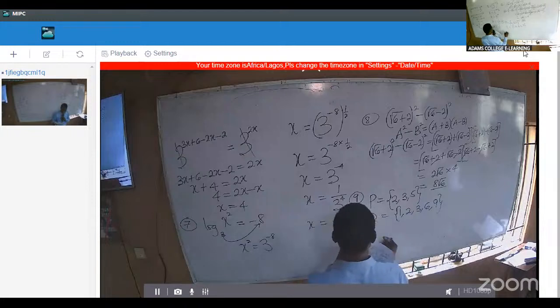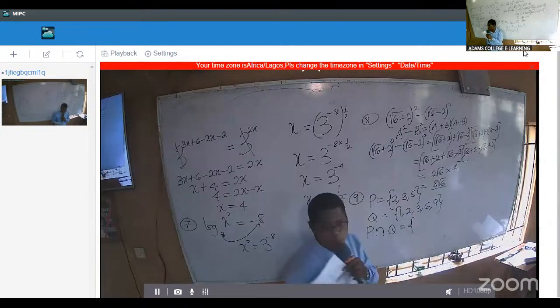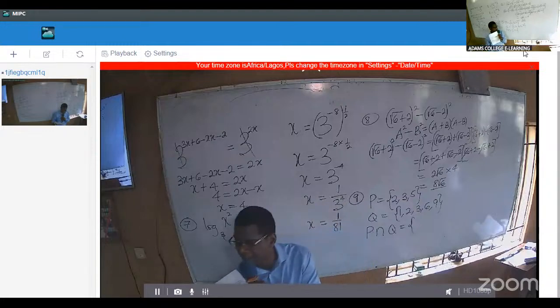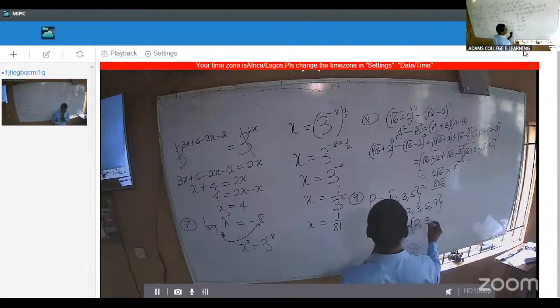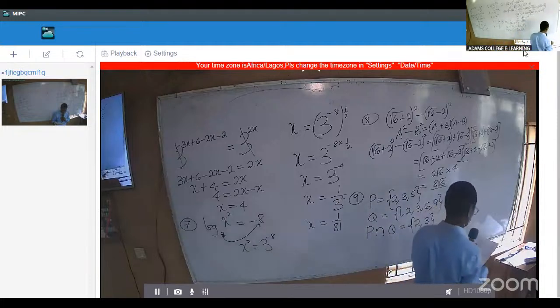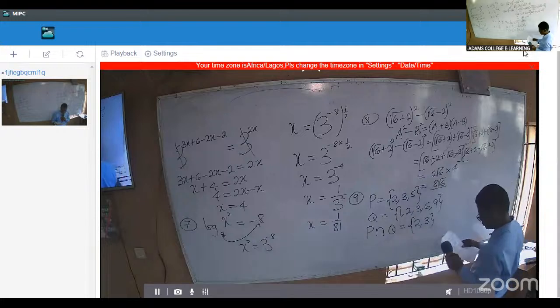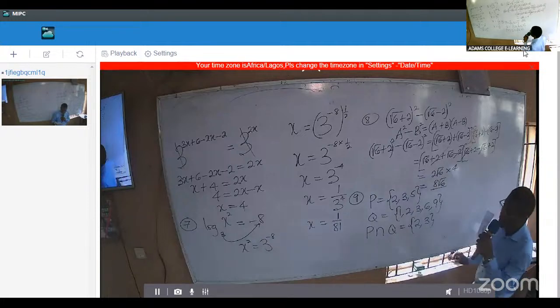Then P times Q. P times Q means what? What is common to P and Q? So what's the answer? 2 and 3. Number 10 and set theory.